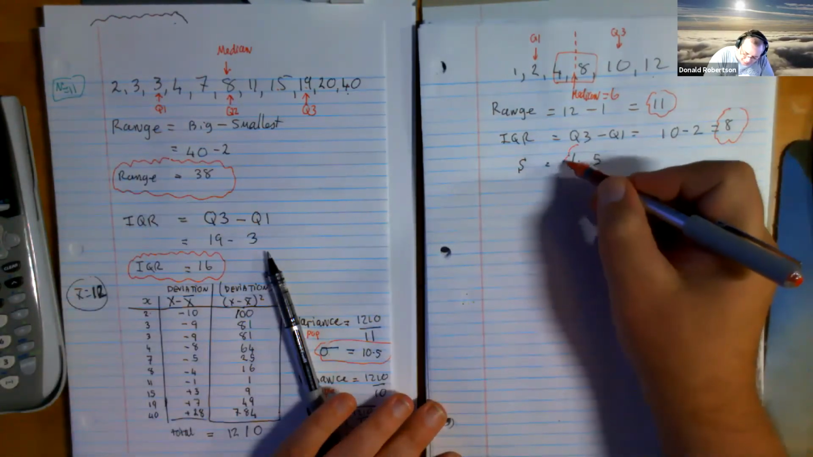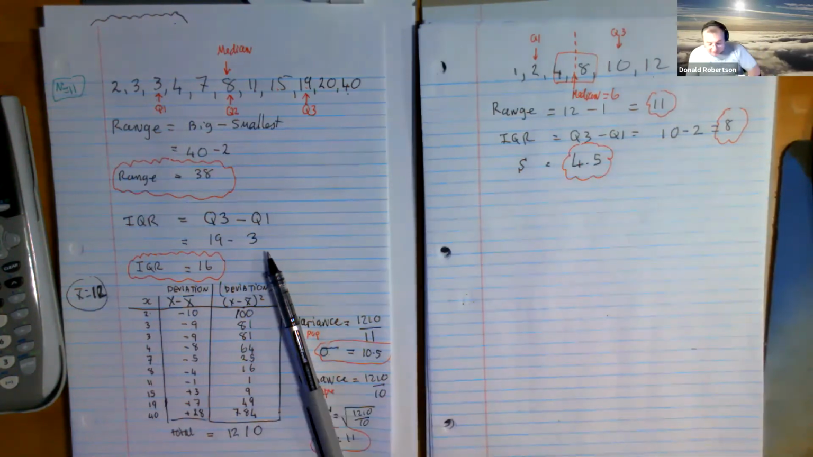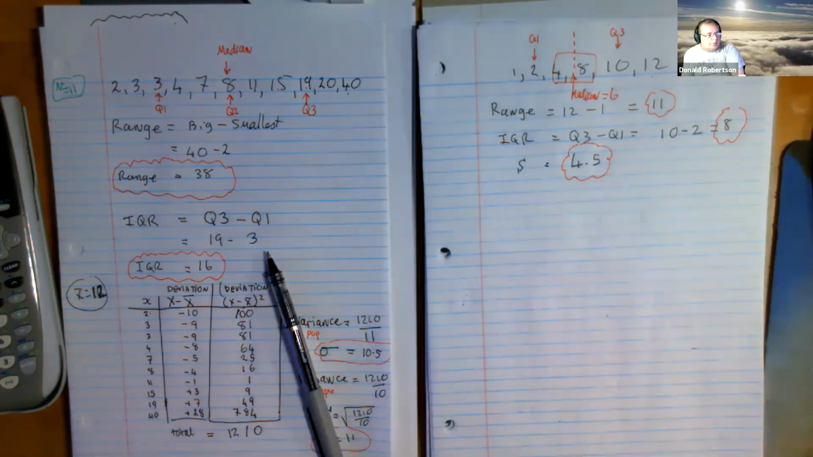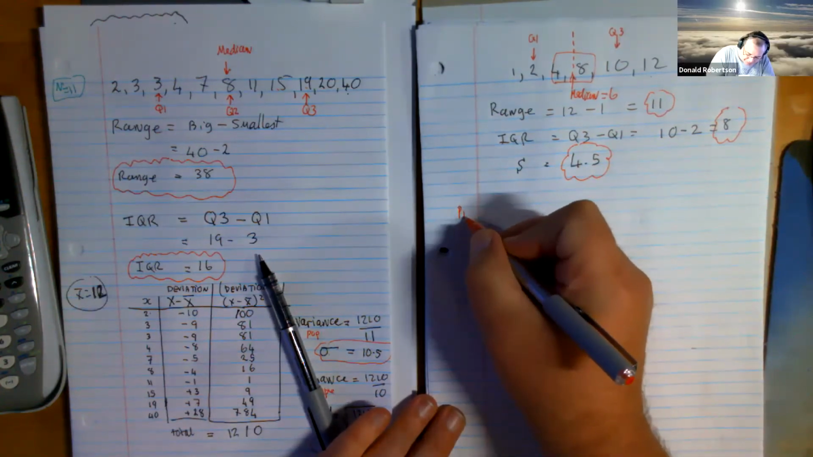So if the question was, find the range, interquartile range and standard deviation of this sample, the answers would be 11, 8 and 4.5. Now, here's our first property.